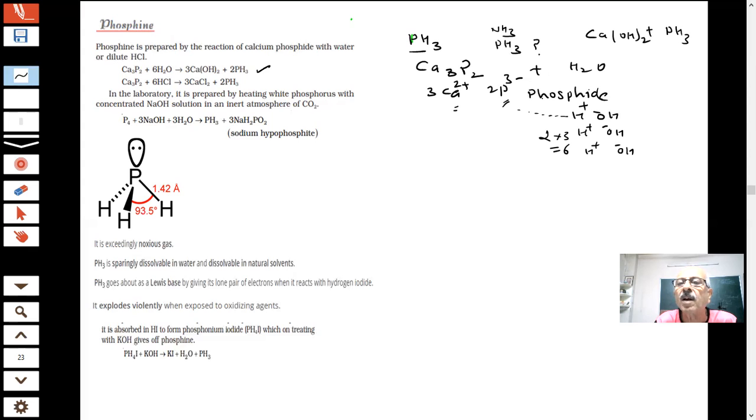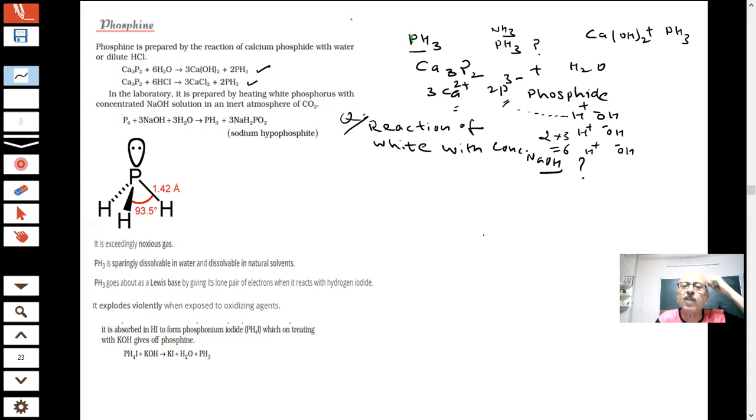Got it? Calcium hydroxide. If I balance, this is the balanced equation: Ca3P2 plus 6H2O. Now with HCl also a similar situation. You will get calcium chloride and phosphine. But a more important question has been asked many times: the reaction of white phosphorus, students, with concentrated NaOH. This question has been given many times. Again, I am giving it.